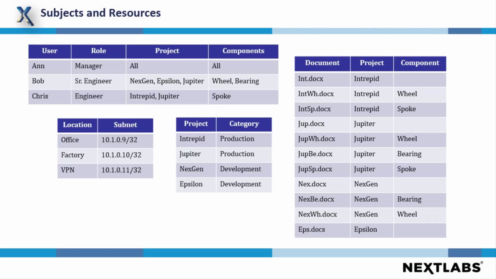This slide shows the various subject and resource attributes that will be used for the demonstration, along with a list of objects that will be used. It includes a table showing what attributes each user has, how the locations are defined, which projects are production versus development, and finally the files that will be used along with the attributes of each.